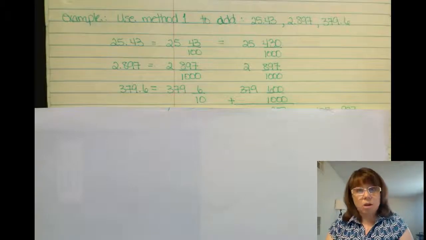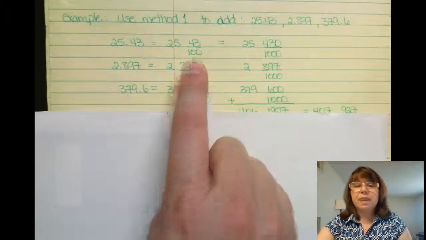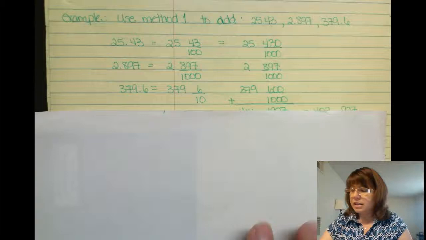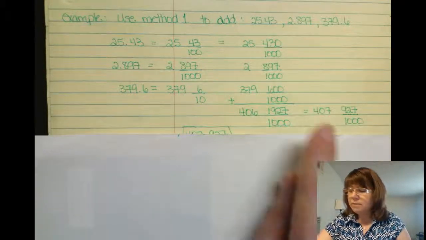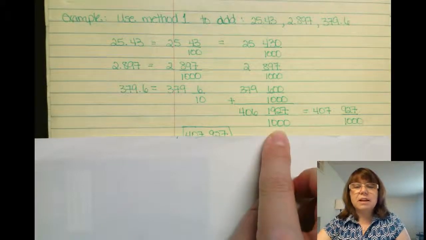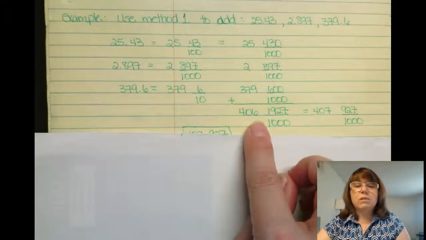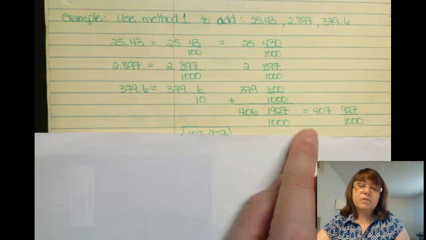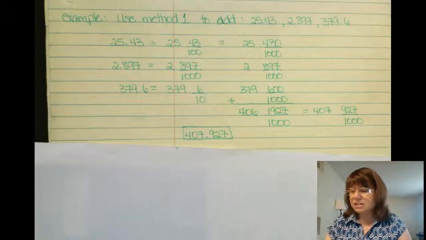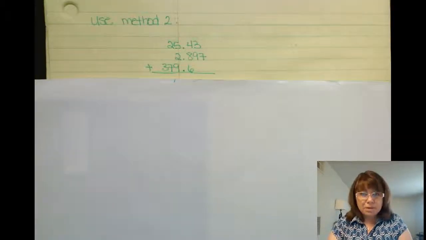We do need to find common denominators. So the 100, I'm going to multiply it by 10, and the 10, I'm going to multiply it by 100, giving me a total of 406, 1927 over 1,000, but 1927 over 1,000 can be a mixed number in itself, 1 and 927. So what's 1 plus 406? 407. So our final answer is 407.927.